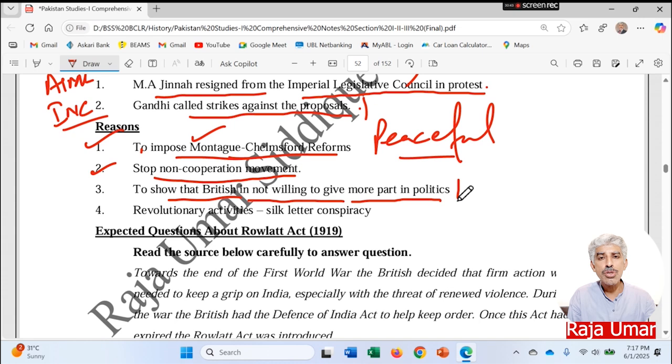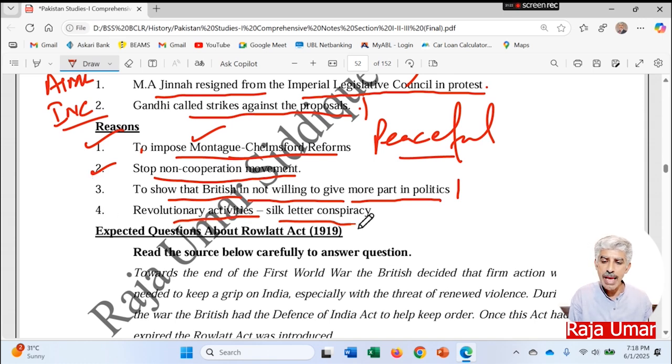So this showed that the British wanted a stronger grip or control over the subcontinent in any way, and they were not in a frame of mind to give further political concessions to the locals. They believed that they had already gone far enough in giving concessions to the people in the form of the Minto-Morley reforms. That's why they felt that the locals might be demanding more and more power here. So to stop them from demanding that power, they imposed this Rowlatt Act.